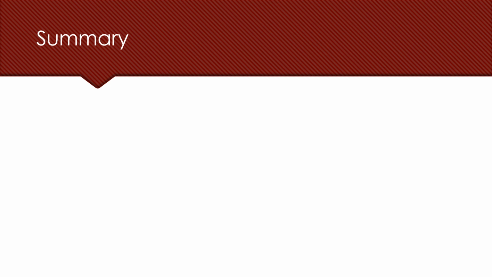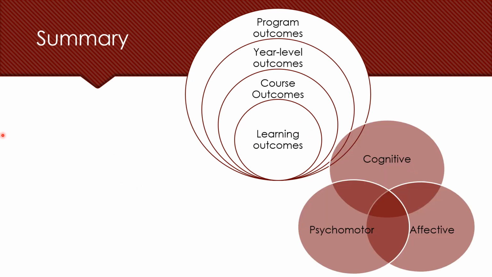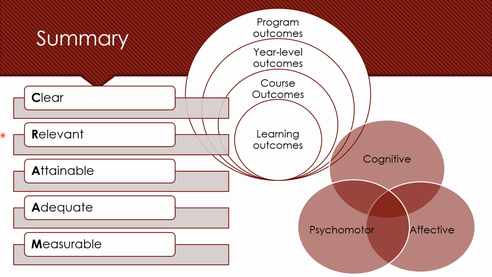In summary, we differentiate the outcomes according to scope and according to the three domains of learning. We also describe the qualities of a learning outcome: clear, relevant, attainable, adequate, and measurable.